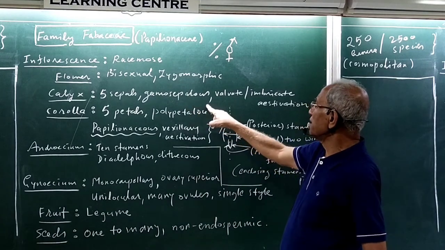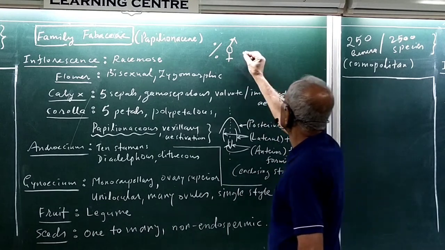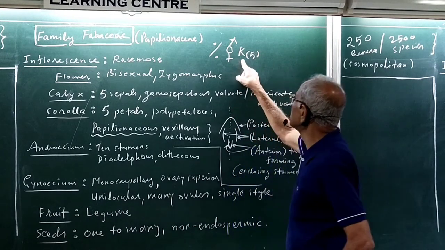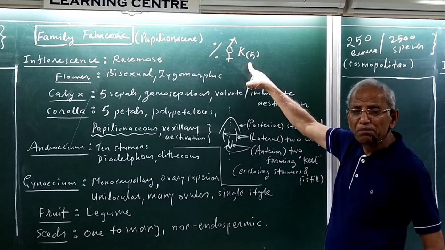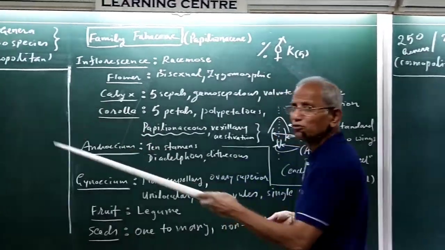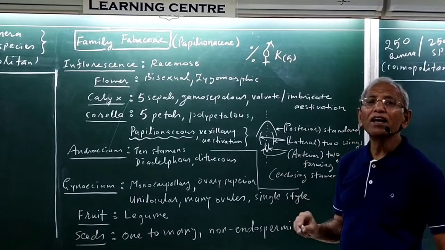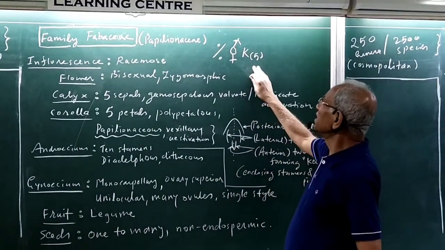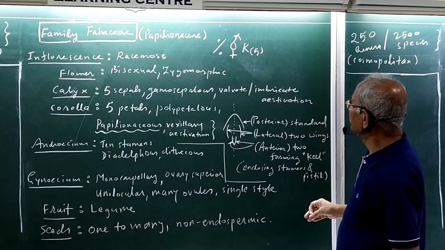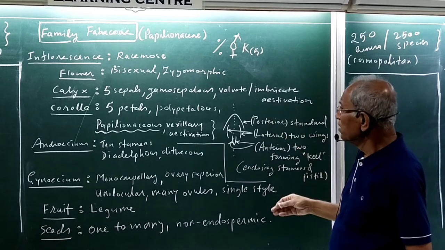Five sepals, gamosepalous, which has valvate or imbricate distribution. Let me tell you, I'm writing here sepals five and united, but there can be many varieties because this is again a very big family. 500 genera and 10,000 species. Oh my God. And you don't expect that in every species exactly it will be united. But usually it is united, that's why. Distribution cannot be shown here, you know the valvate and the imbricate distribution.